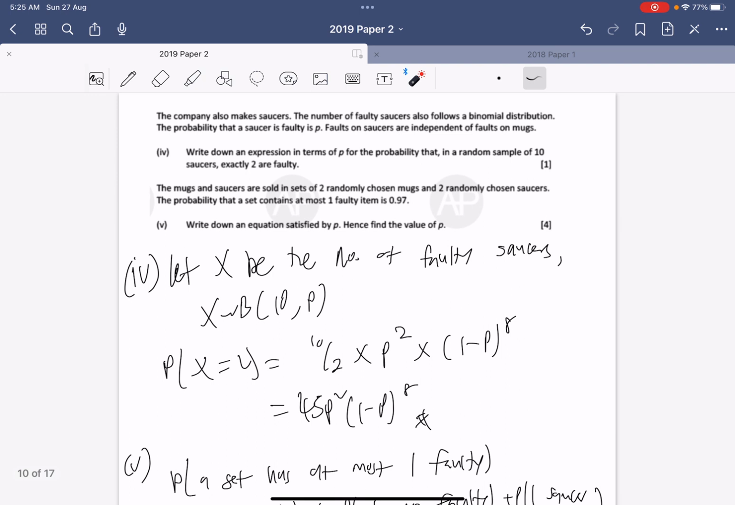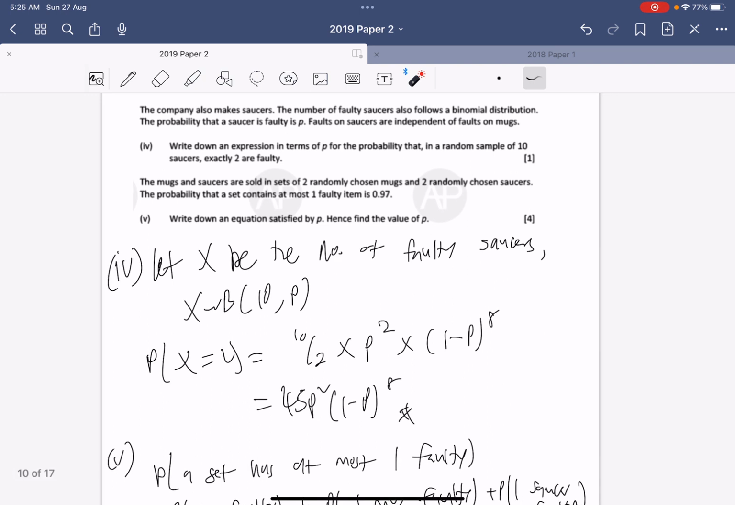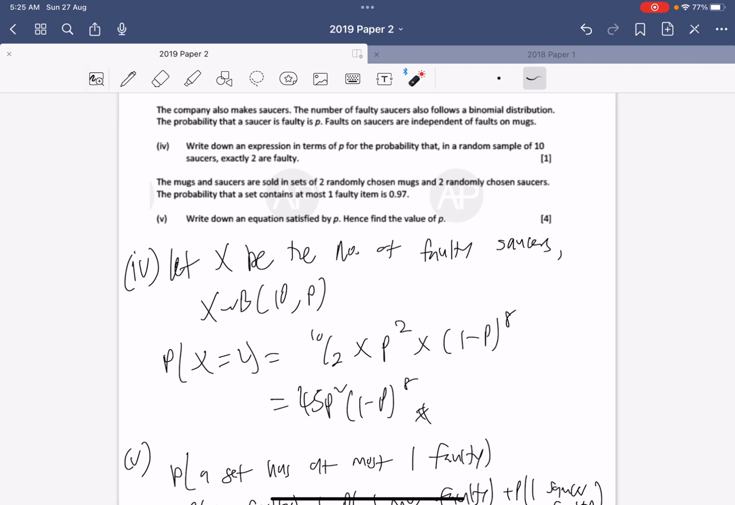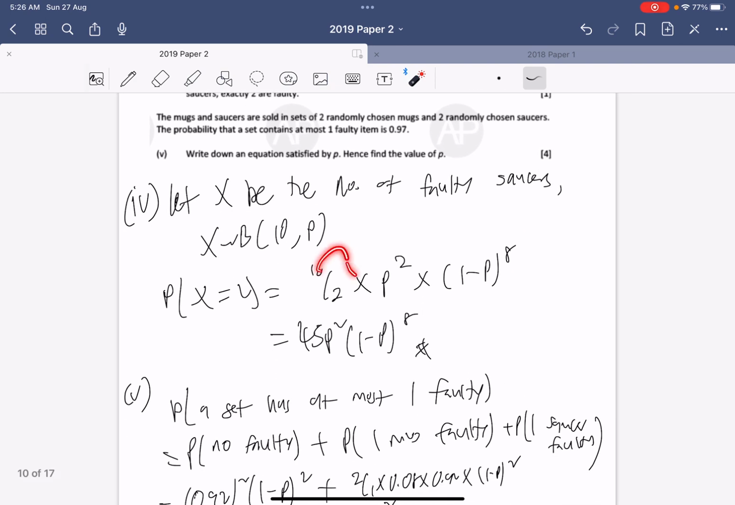Next, the company also makes saucers, and the probability that a saucer is faulty is p. And the faults of the saucers are independent of the faults on the mugs. And so we are now supposed to write down an expression in terms of p for the probability that in a random sample of 10 saucers, exactly 2 are faulty. So you let X be the number of faulty saucers, and X will then follow a binomial as stated. So you got 10, comma p. So P(X = 2) will just be 10 choose 2 times p squared times (1 minus p) to the power 8, the binomial distribution formula. And then it will just be 45 p squared times (1 minus p) to the power 8.